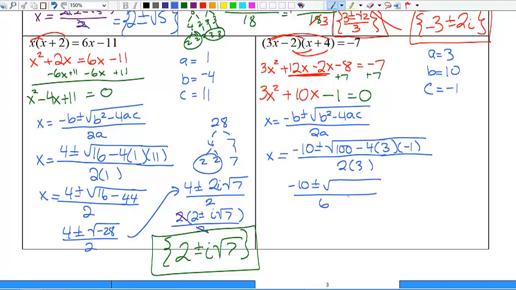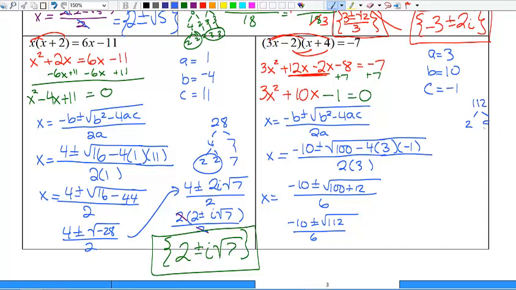Then I'm going to carefully work the inside of the radical. A negative times a negative turns out to be a positive. So we have 100 plus 4 times 3 is 12 times 1 is still 12. So we have negative 10 plus or minus the square root of 112 over 6. I think 112 we're going to reduce here. If it's too big for you to factor out, it's even, so at least divide by 2.